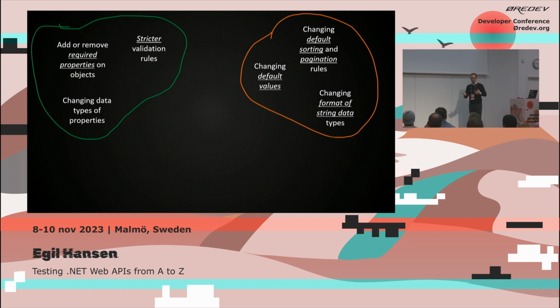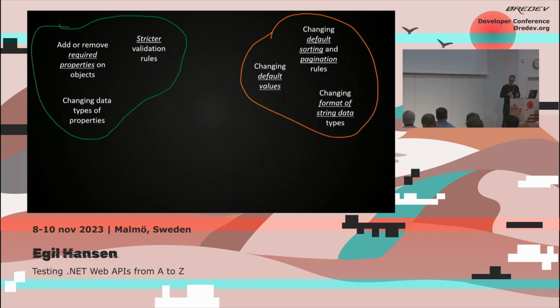And changing the format of strict string data types in JSON. So we have certain data types that are not like number or Boolean or null. One example is the datetime type in JSON, and that's just represented as a string. So there are specific notations you have to follow for that, and there might be other things as well you have to be aware of.